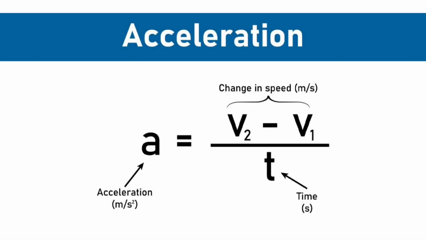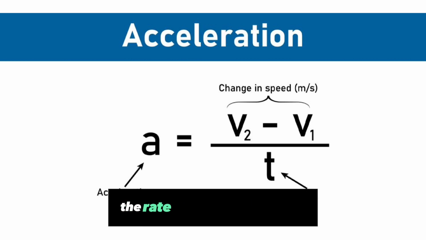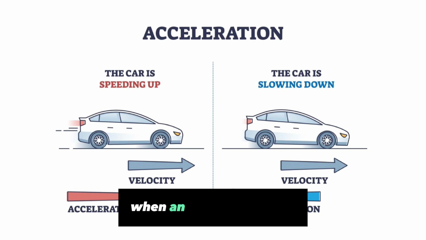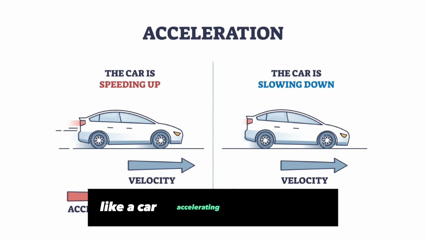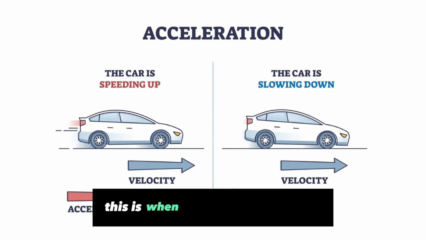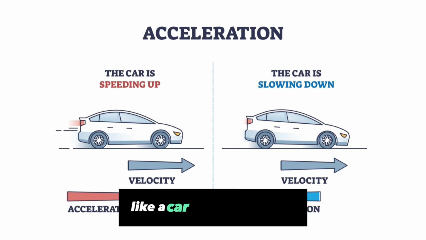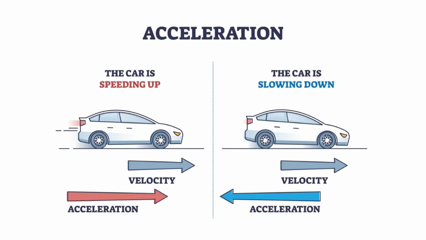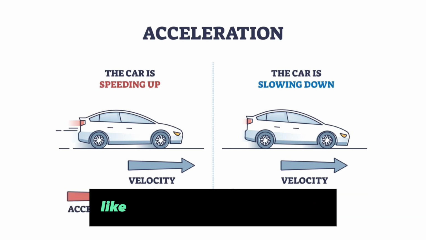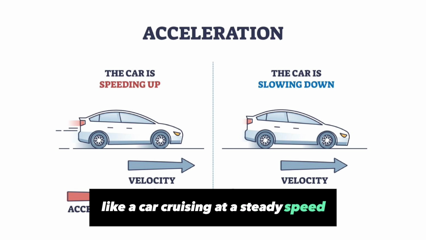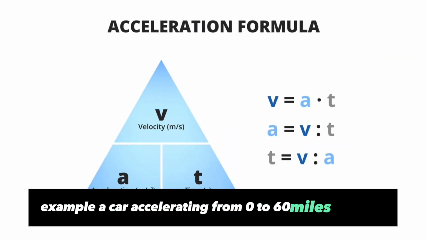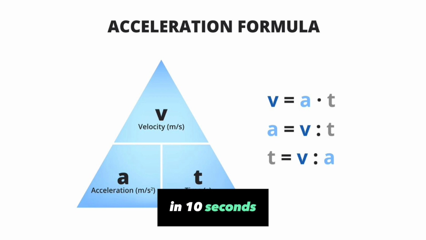Acceleration. Now, acceleration, the rate of change of velocity. Positive acceleration, when an object speeds up, like a car accelerating on a highway. Negative acceleration, this is when an object slows down, like a car coming to a stop. Zero acceleration, when an object maintains a constant velocity, like a car cruising at a steady speed. Example, a car accelerating from 0 to 60 miles per hour in 10 seconds.